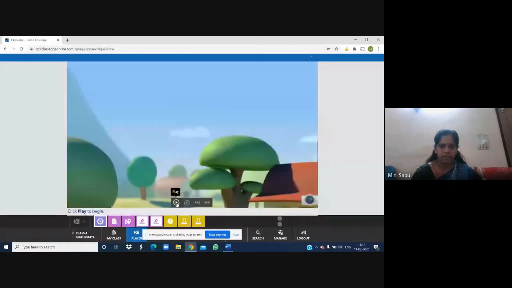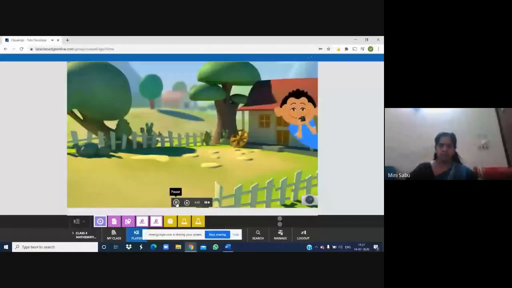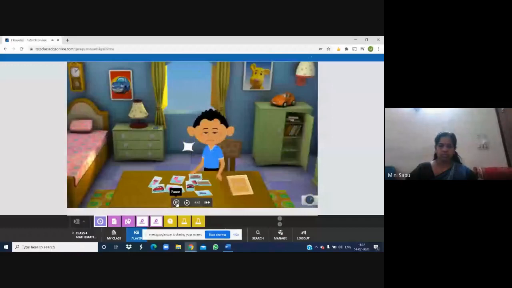Pasha has clicked pictures with his new camera. Let's take a look at some of the pictures Pasha has clicked. Wow, these are nice pictures of Catty.